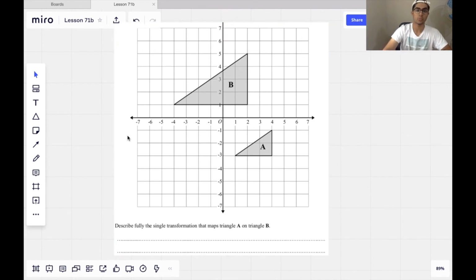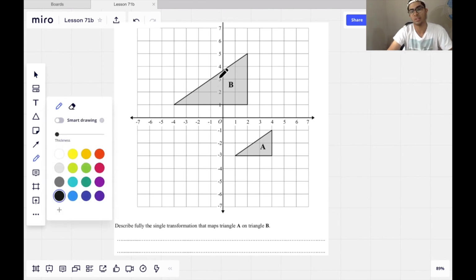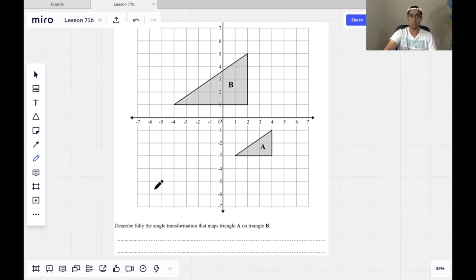Transformation that maps triangle A onto triangle B. In this case, it's pretty obvious it's an enlargement. We can see that they look the same, but B is a bit bigger. You could talk about this as multiple transformations, enlarged about the origin and then translated, but this asks for a single transformation, so you have to give one enlargement, because enlargement is the only thing that will change the area and the size of the shape.